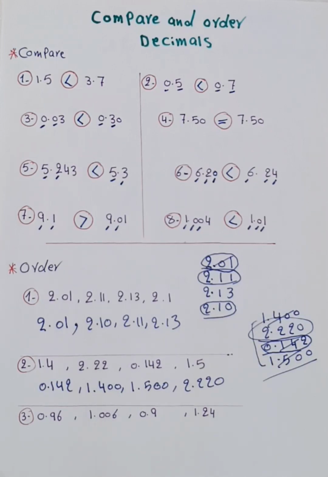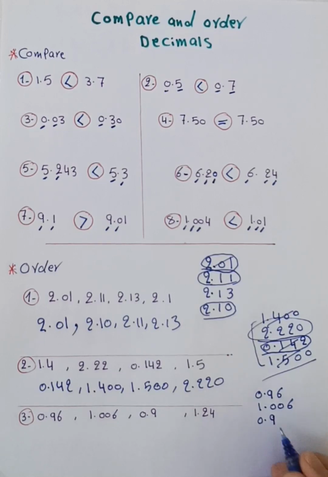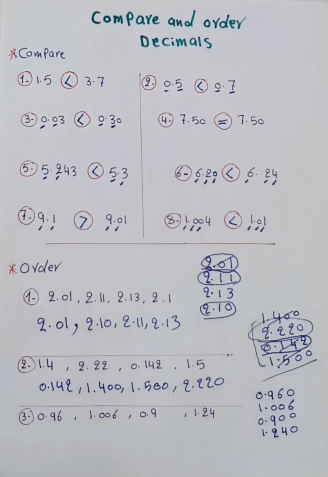Example number 3, I'm going to order these decimal numbers from greatest to least. First, you have to make these numbers equivalent. 0.96, 1.006, 0.9 and 1.24. We have to add 1 zero for the first, and for the third 2 zeros, for the fourth 2 zeros.